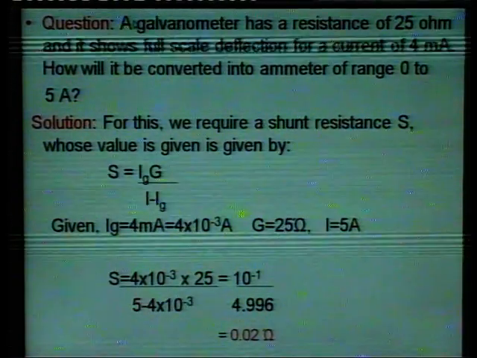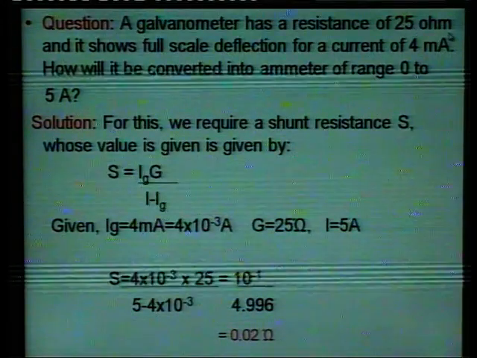So another example, a galvanometer has a resistance of 25 ohm.